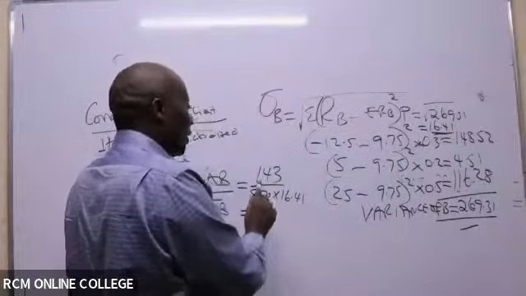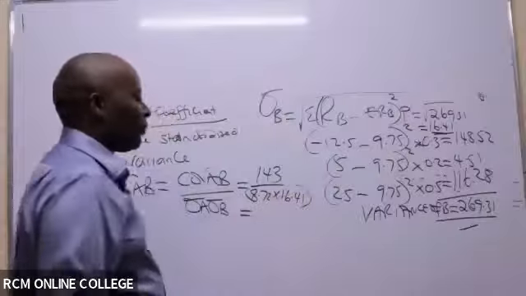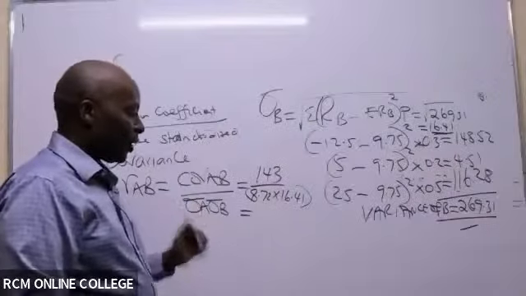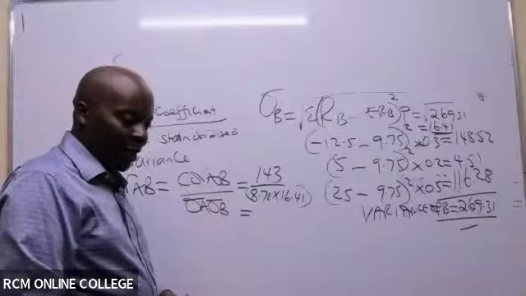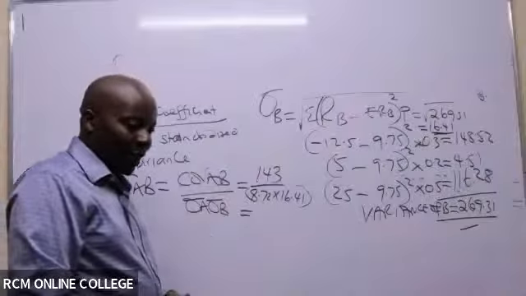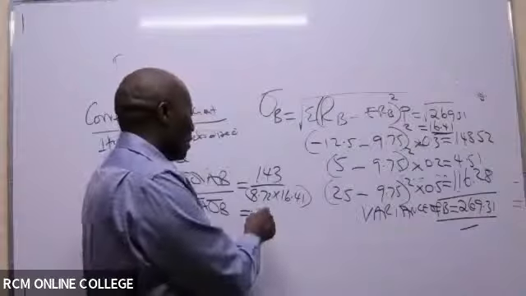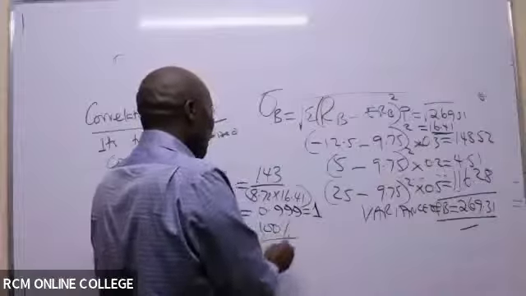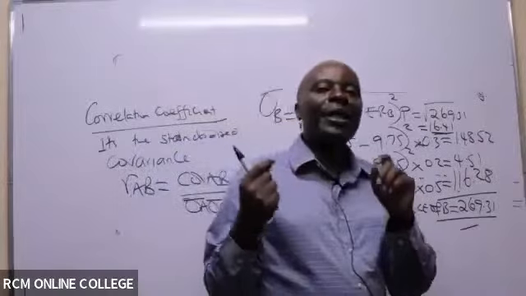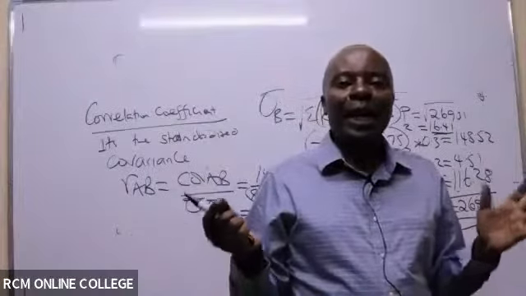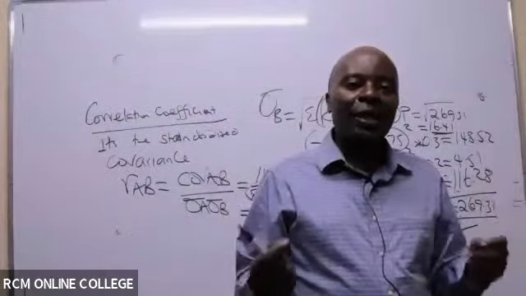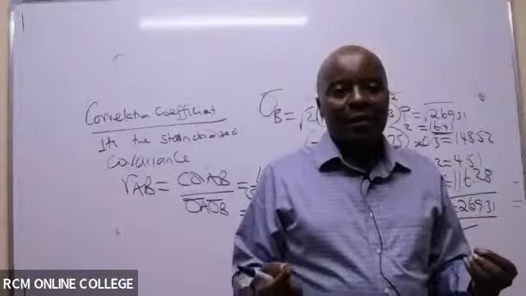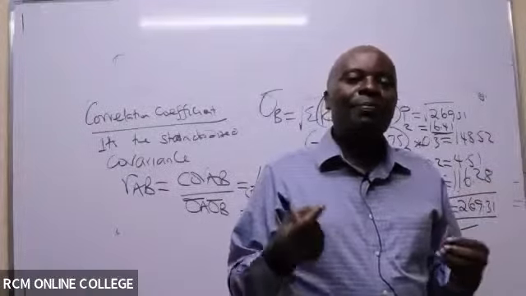So please go ahead and give me 143 divided by, open brackets, 8.72 times 16.41, and then you give me an answer. You get 0.999, which is the same as 1. Basically, this is a correlation. So the association between A and B is 100%. When we have such a high value, we call it positively, perfectly correlated.